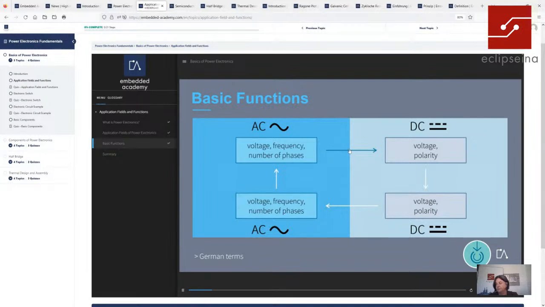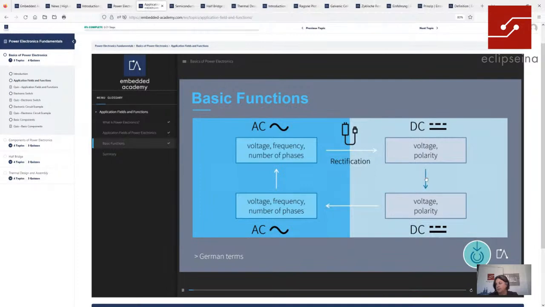Here, we talk about alternating current to direct current conversion, so AC to DC. We call this rectification. A simple example for this is the power supply for any of your mobile devices, which are powered from a battery. Hereby, you will transform AC power to a DC sink.